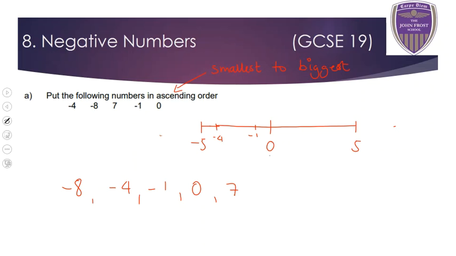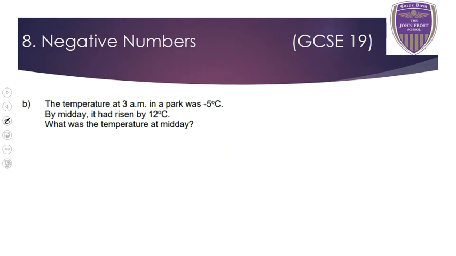Okay, so -8 is the smallest number. Think of temperature if you need to. -8 would be the coldest temperature, and 7 would be the hottest or warmest temperature. Okay, so ascending order, smallest to biggest.